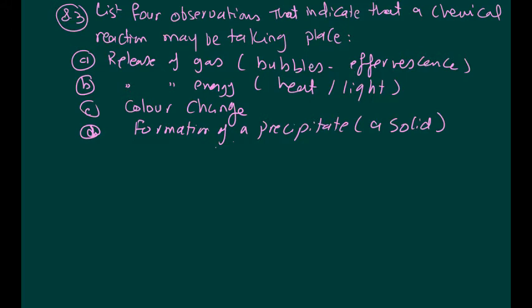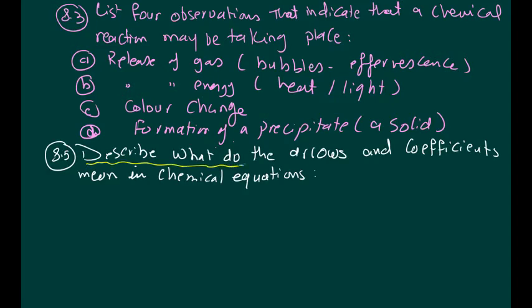So the signs of a chemical reaction, we can summarize them as release of gas in the form of bubbles or effervescence, release of energy in the form of heat or light, color change, formation of a precipitate or an insoluble solid.